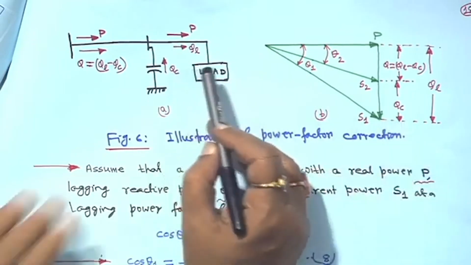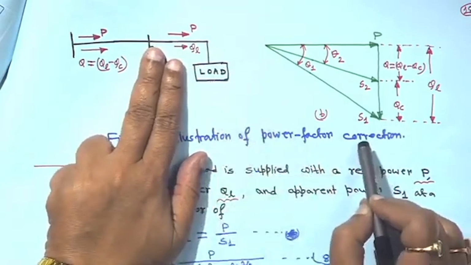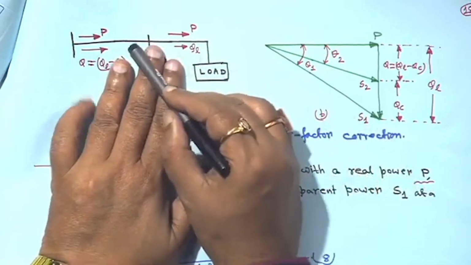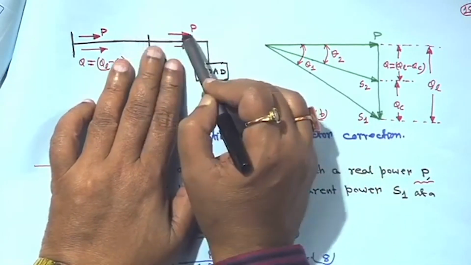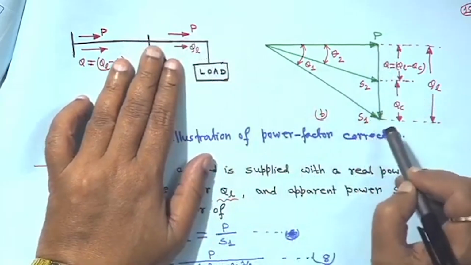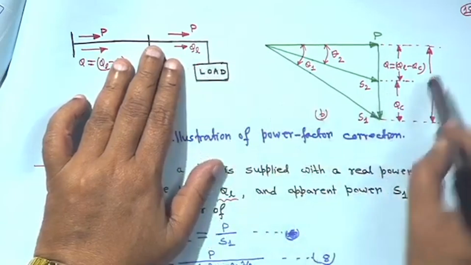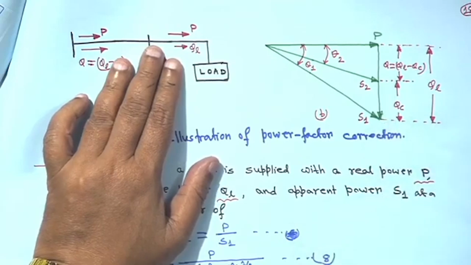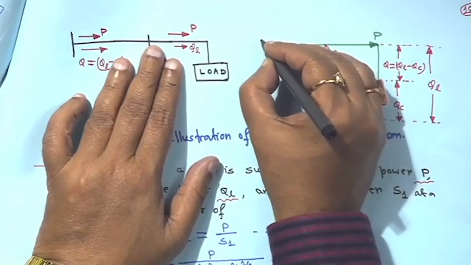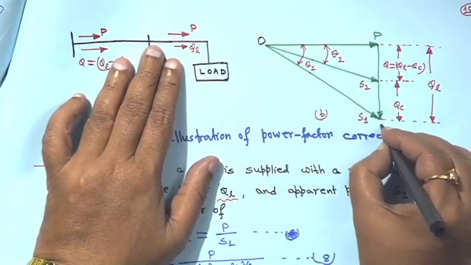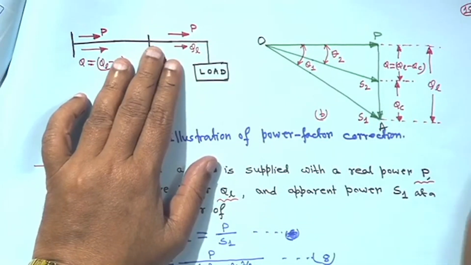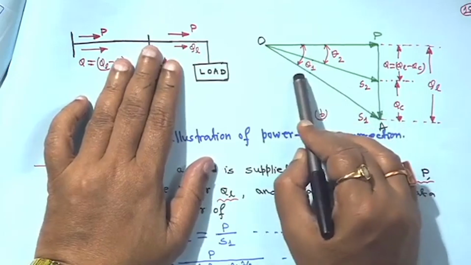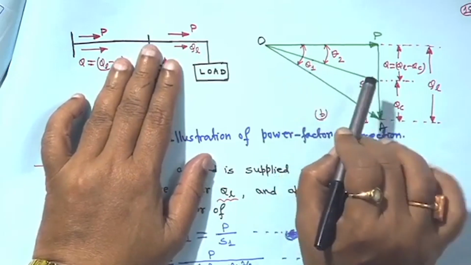At that time, when the capacitor is not there, Q is equal to Q_L, assuming that there is no loss in the network. So this is your P and this is Q equal to Q_L, from here to here it is Q_L. Suppose this is point O and this is point A. When the capacitor is not there, Q is equal to Q_L. In that case the angle is theta 1, that is without the shunt capacitor, with loss neglected.